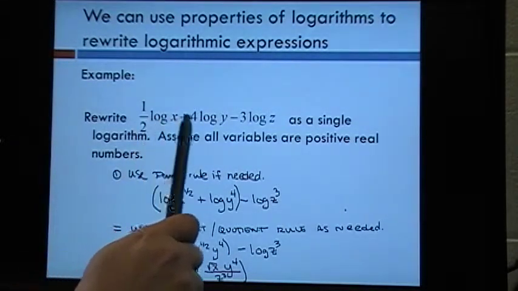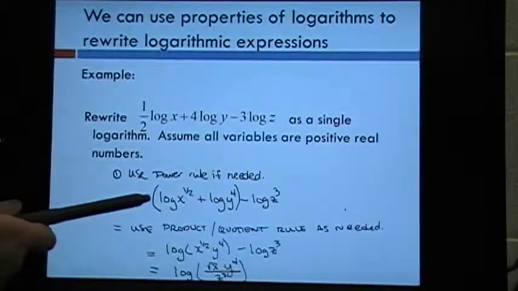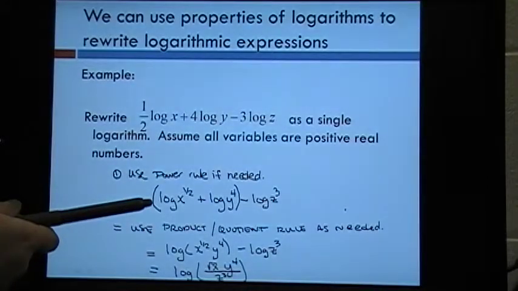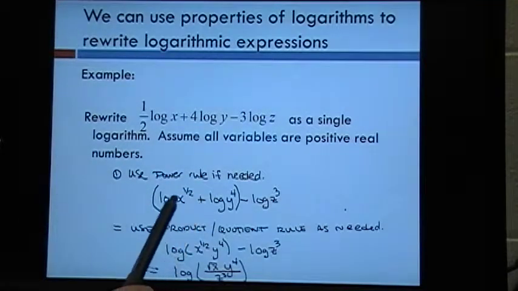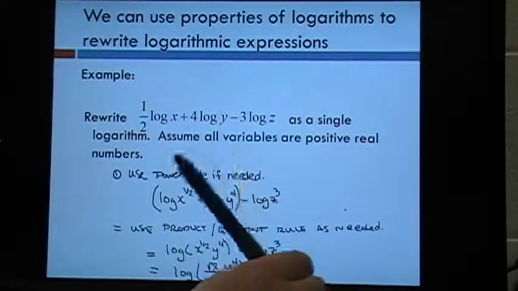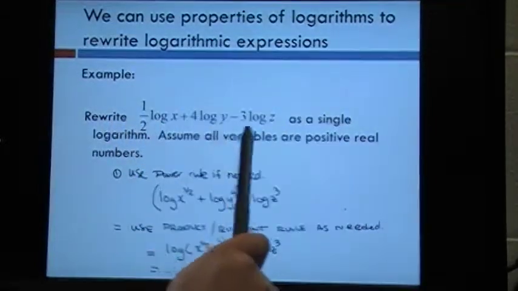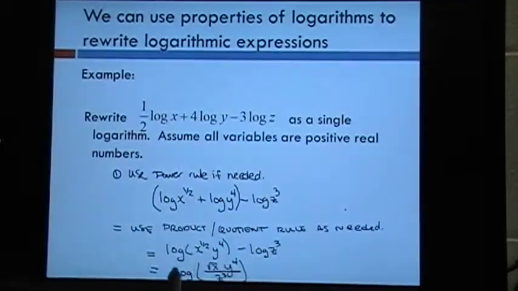So, to get from here to here, I use the power rule. To get from here to here, since I was adding two logs of the same base, I use the product rule to put it together. And here I have this minus this, so if it's a subtraction, then I can use the quotient rule. And I have now rewritten this as a single log, right? There's only one single logarithmic term.